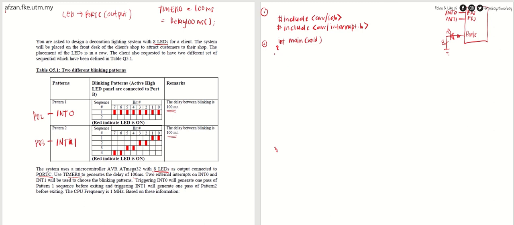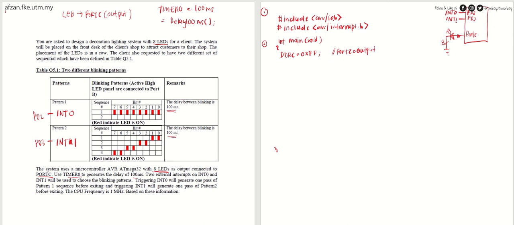So step number two, what is step number two? Initialize your interrupt input output port as well as your other input output port. In this case, since the LED is connected to port C, we initialize our port C as output. So DDRC equal to 0xFF. So you know that port C is equal to output port.